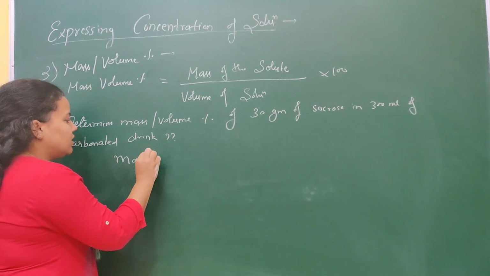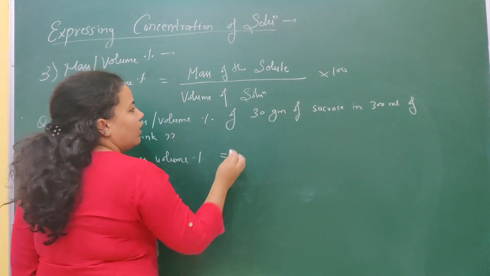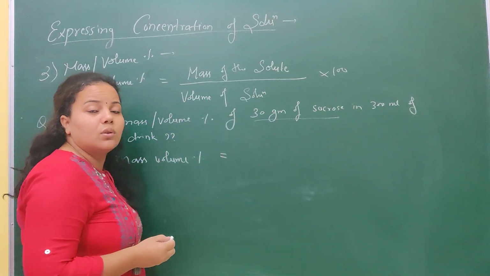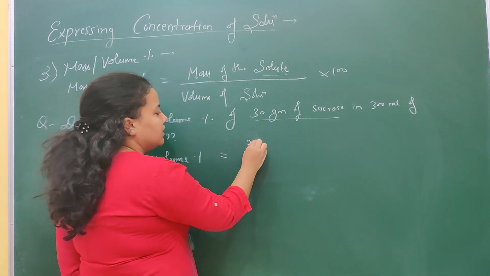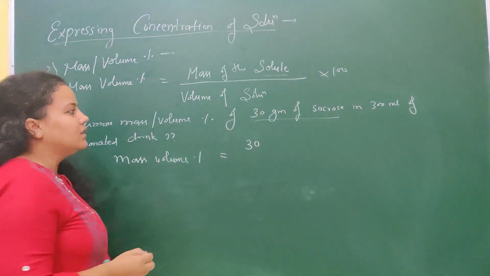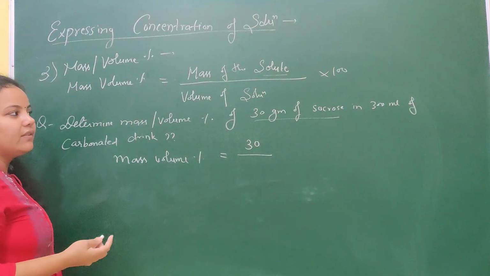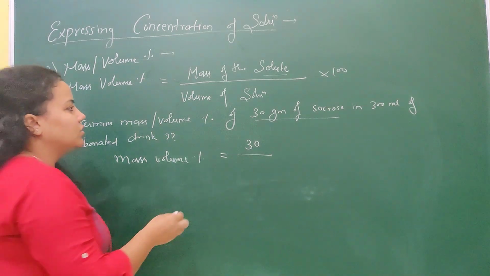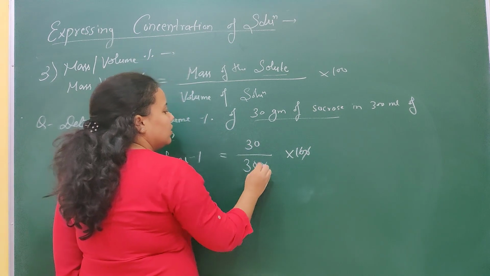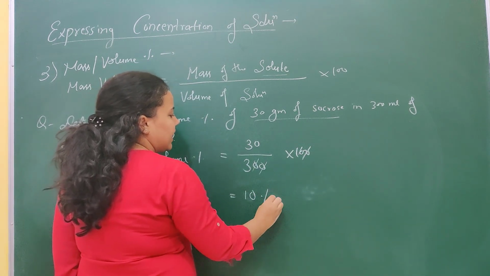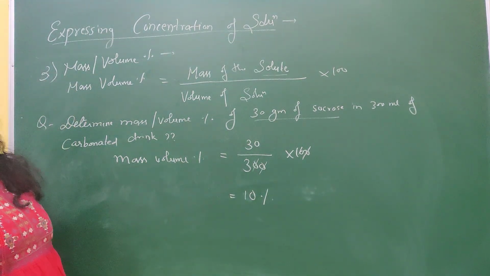Determine the mass volume percent. They are asking you the mass volume percent of 30 gram of sucrose. Now sucrose is what over here? Sucrose is the solute. So I'll be taking here mass of solute as 30 upon 300 ml of carbonated drink, meaning they have given you the volume of the solution as 300 ml, into 100. So the value comes as 10%, right? So this is how we'll be calculating mass volume percent.